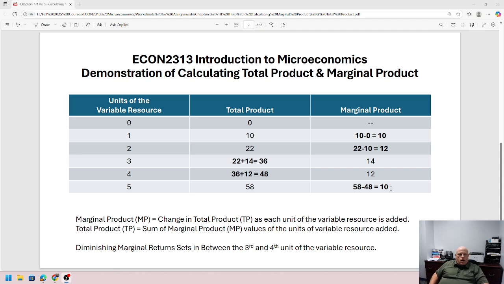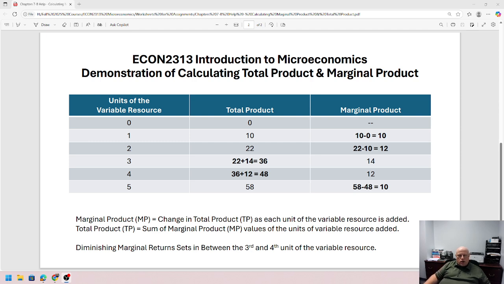Okay? All right. And down here at the bottom, below this table, I've given you the formula for marginal product. It's very simple, just a change in total product as each unit of the variable resource is added. And then total product is also very easy, just the sum of the marginal product values of the units of the variable resource added.